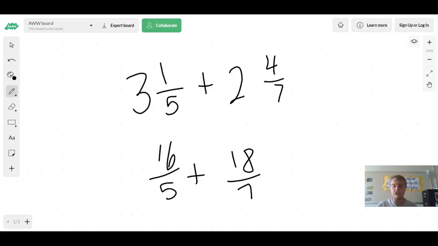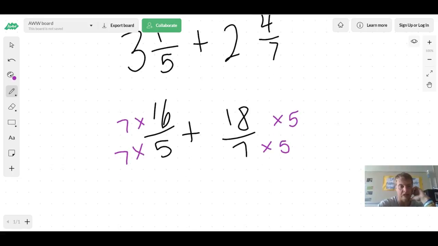Now where multiplication and division are a little bit easier because you can just multiply straight across, with adding and subtracting, you need the same piece sizes. Like I can't add 5 and 7 because they're different sizes and it doesn't work out for adding the number of pieces. So what we need to do is get these the same size. To do that, I'm going to times this side by 7, and I'm going to times this side by 5 to make sure that they are the same size.